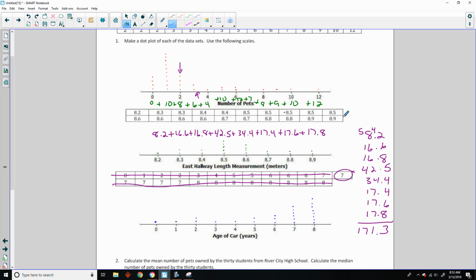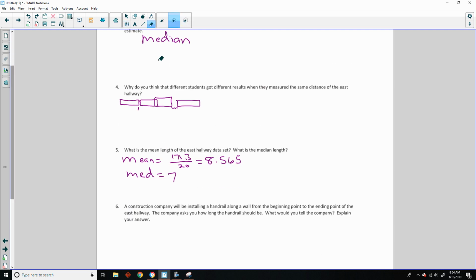What I want for my median is the middle two numbers averaged. 8.5 and 8.6, my fault. It is not 7, it's 8.5 plus 8.6 divided by 2, since there were an even number of data points. 6 plus 5 is 11, carry the 1. 8 and 8 is 16, plus 1 is 17.1 divided by 2, which equals 8.55. Okay? So we have 8.565 as our mean and 8.55 as our median.